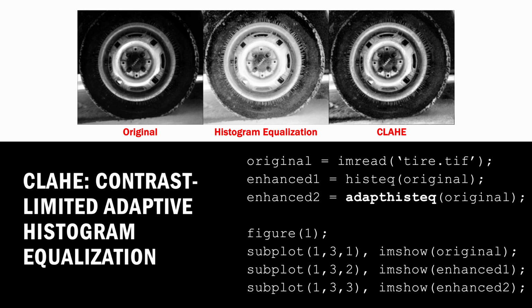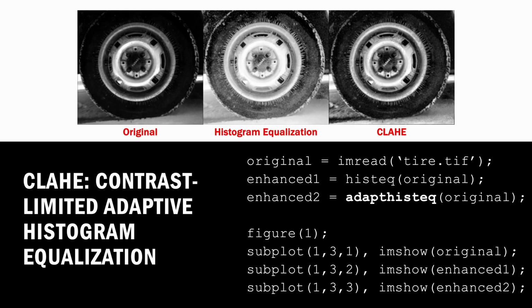In MATLAB, this can be done using the function adapthisteq. In the code shown here, we first apply histeq to the original image, and then apply adapthisteq to produce the contrast-limited adaptive histogram equalization result. The figure displays all three versions side by side: the original image, the image after histeq, and the image after adapthisteq. This allows us to directly compare contrast-limited adaptive histogram equalization with standard histogram equalization.